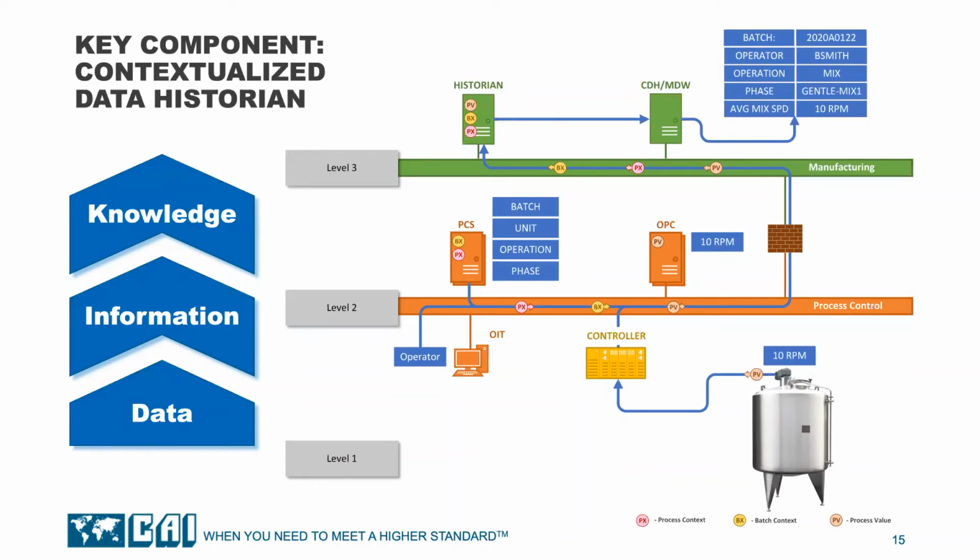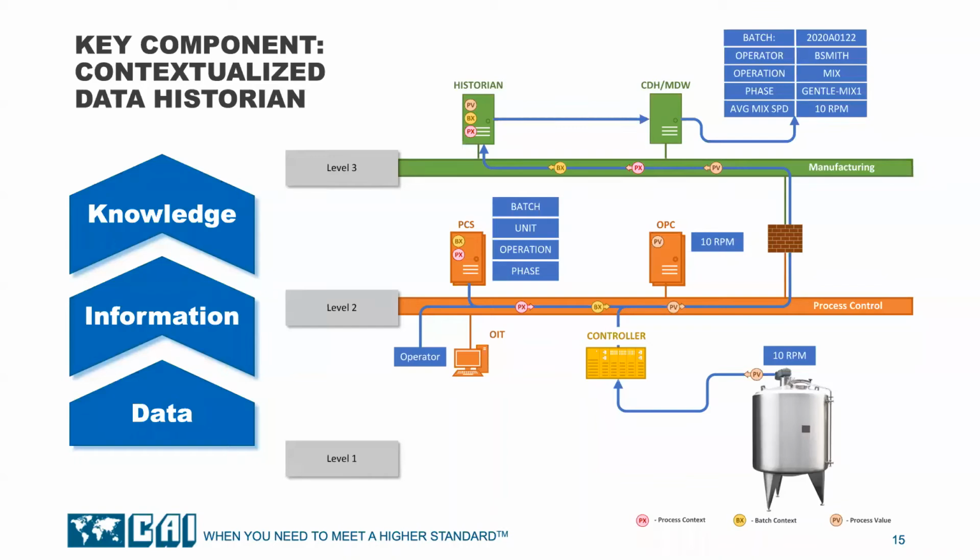We may be collecting this information, but it's in another tag. The point of a contextualized data historian is to put data in context. If we are running a mixed phase on our processing equipment, we may be collecting the speed from the agitator speed sensor. We may be collecting the operator from the PCS, the process control system. We may also be collecting the batch context, what the batch is, what the product is, and we may be collecting the process context, the unit, the operation, and the phase.